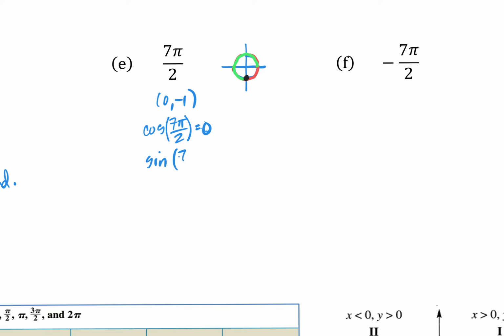Sine of 7 pi over 2 would be the y value of negative 1. Since the x value is 0, tangent and secant are undefined. So I'm going to write tangent of 7 pi over 2, and secant of 7 pi over 2. These two are undefined, because this is where the x value is 0.